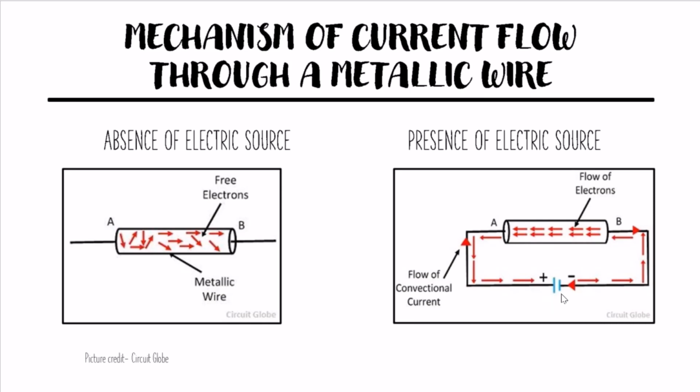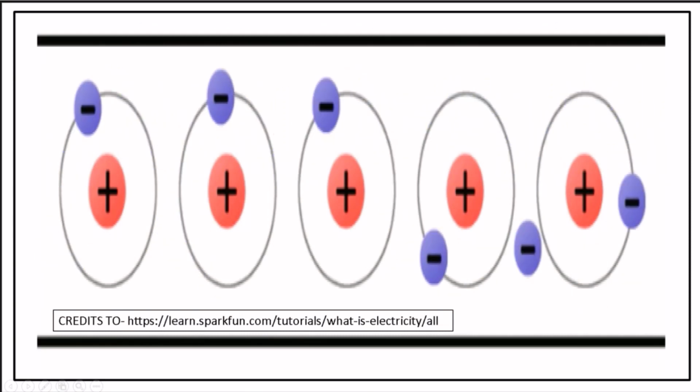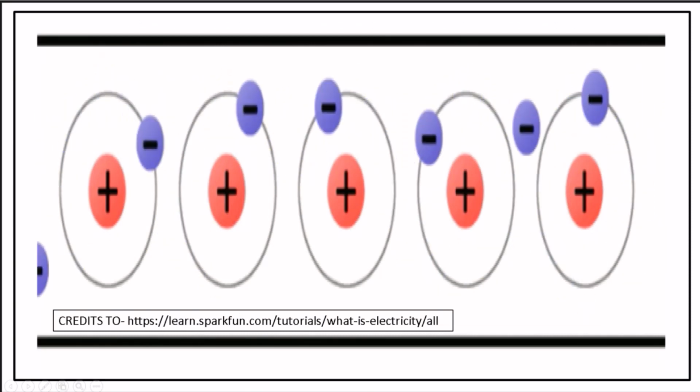On the other hand, in the next figure, when a source of electricity is connected between the ends of this wire, then an electric force acts on the electrons present in the wire. Since the electrons are negatively charged, they start moving from one end of the wire to the other end. Please observe the SEM carefully.